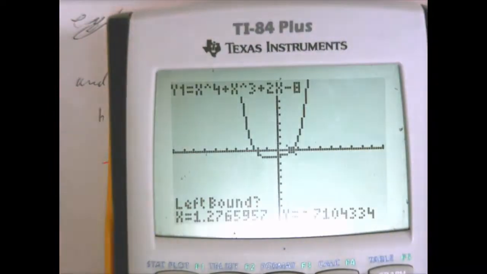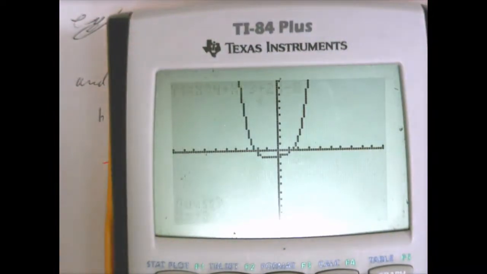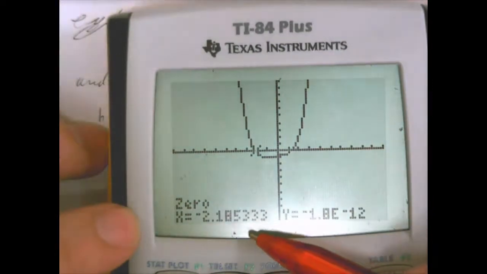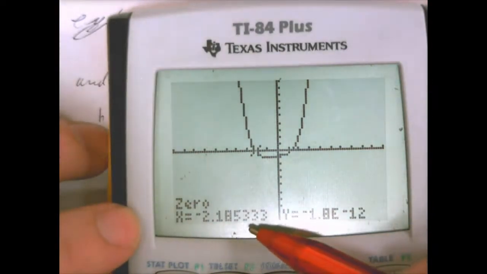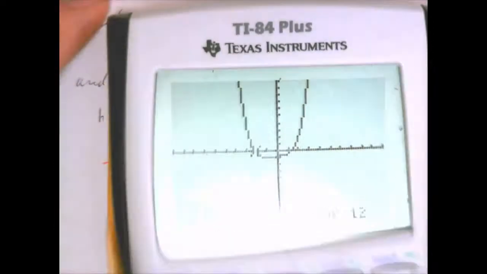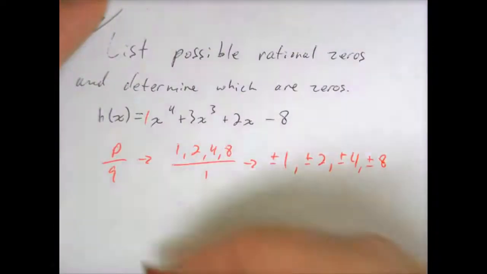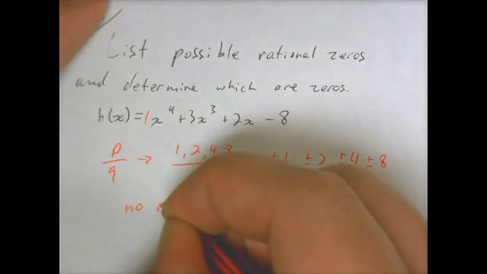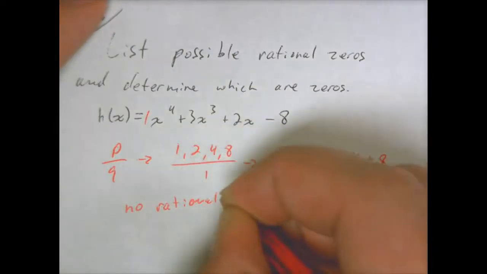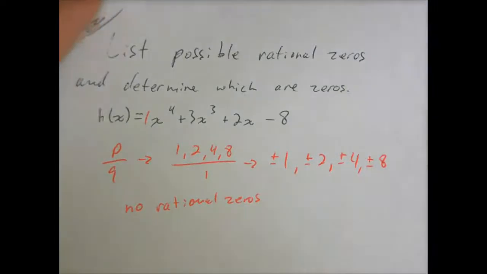And if you want to calculate the other one, there's your other one, negative 2.18. So that's not one of our options either. So there are no actual rational zeros. So we could say, like, no rational zeros. But there are real zeros there.